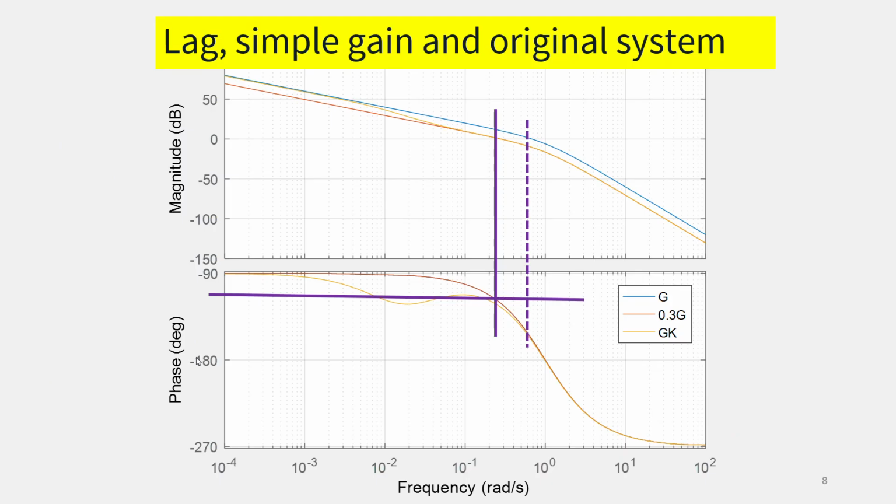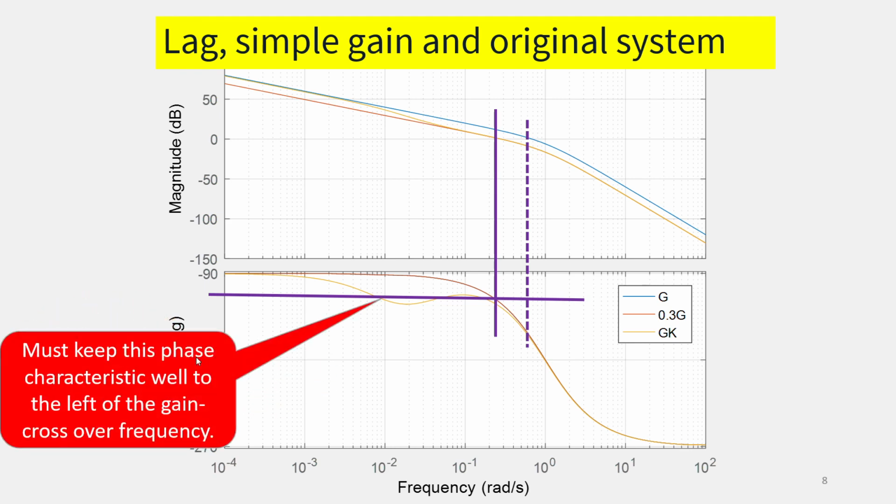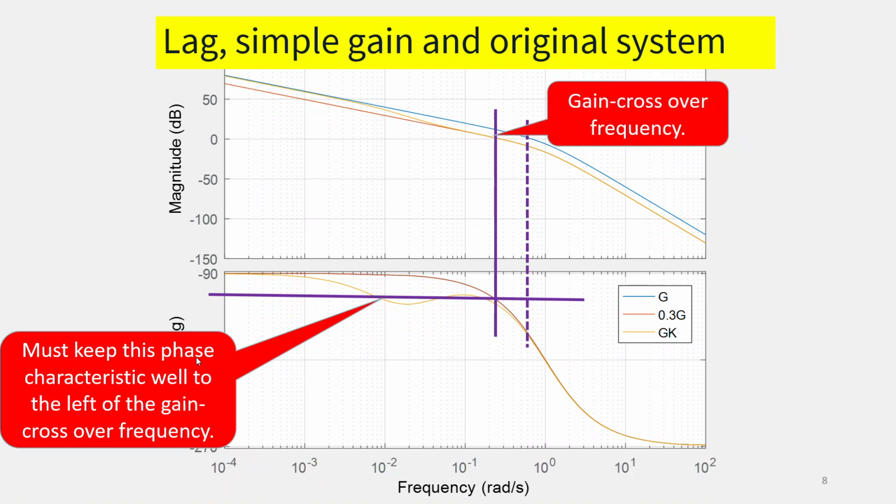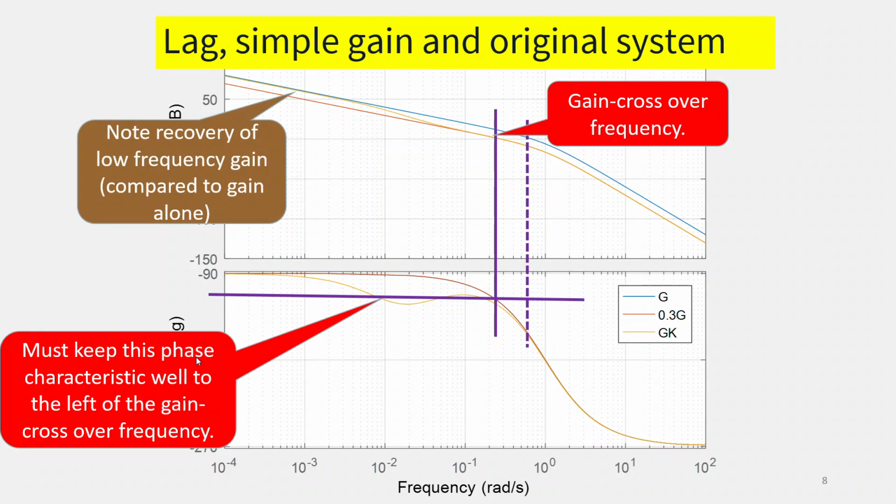So here's an illustration of what a simple lag compensator will look like. You can see it's got this characteristic phase dip, which is well to the left of the gain crossover frequency, the gain crossover frequency being marked with this solid purple line. And you'll see at low frequencies we've got some gain recovery compared to if we just had a gain.